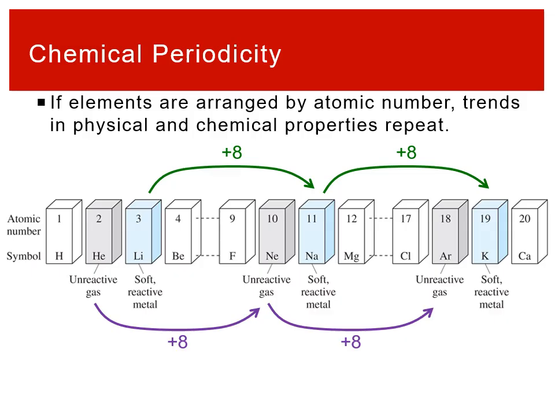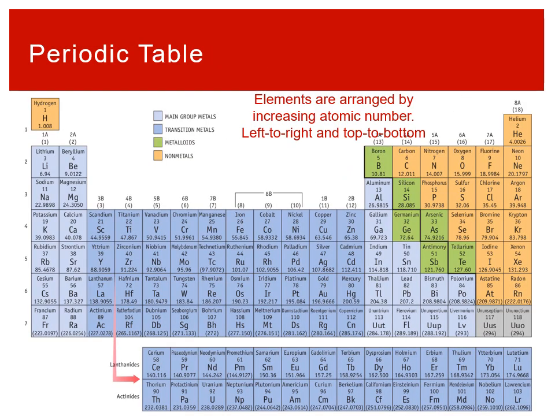period. A period is a length of time that separates basically some sort of repetition. Each period is one time through the pattern, if you will. So unreactive gas followed by soft reactive metal, you follow that pattern. You get another unreactive gas, another soft reactive metal, and you continue through that pattern. So we know that's what periodic means.